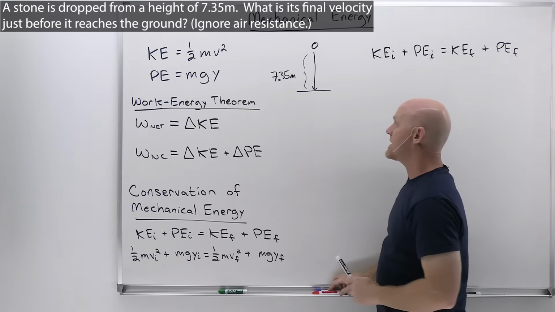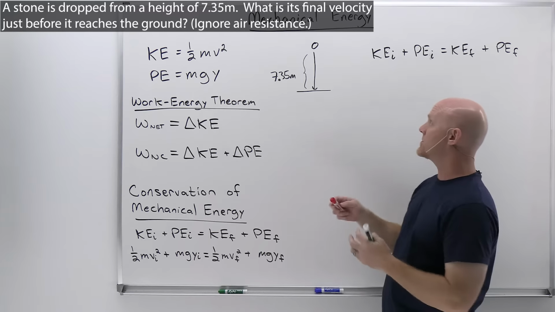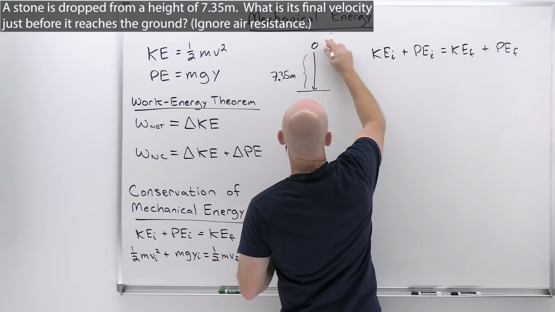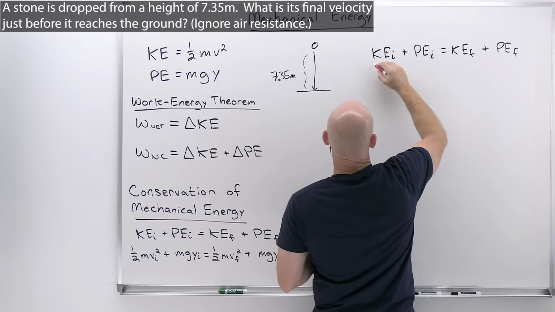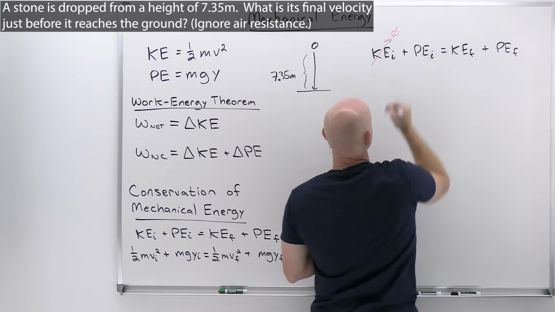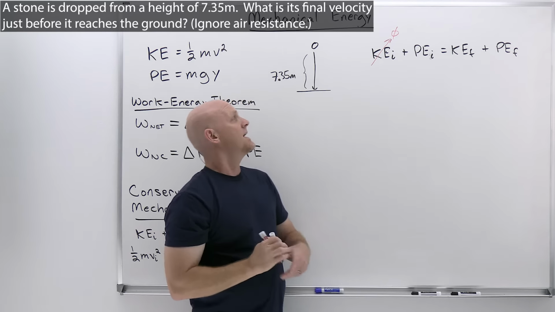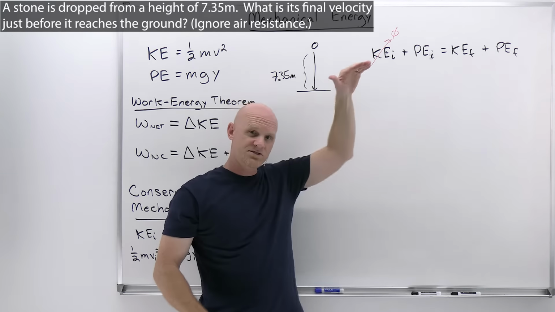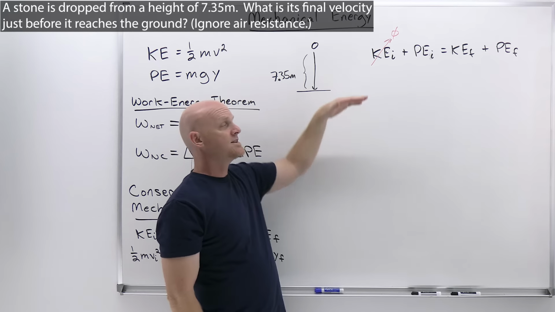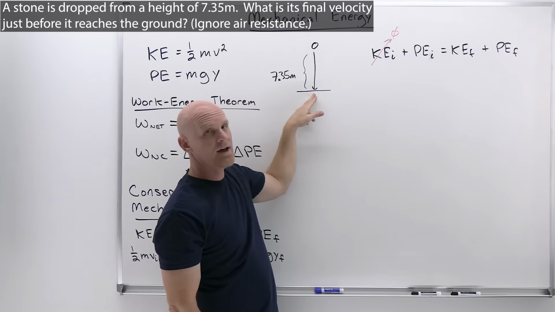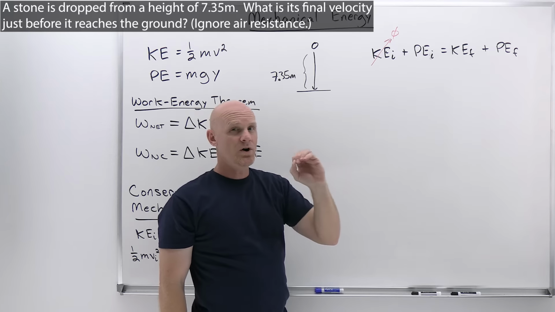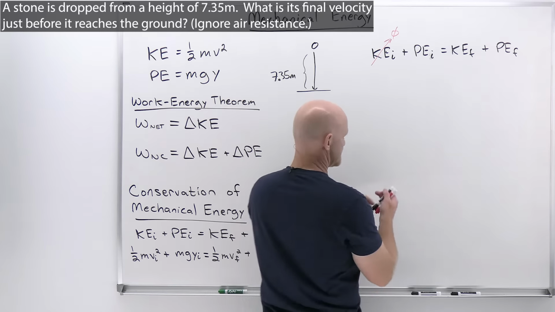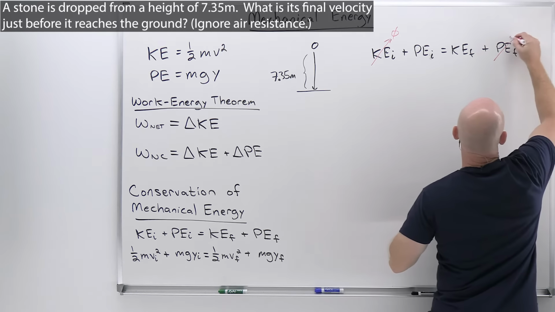Before we expand this out, let's take some things into account. Initially it's dropped from rest. If it's dropped from rest up here, then it has no velocity and therefore no initial kinetic energy. Again, the lowest point in its trajectory is the ground level, so we'll define the 0 height as ground level. Right as it's hitting the ground at the very end, its height is 0, and so its potential energy with a height of 0 is also going to be 0. That's the final potential energy.